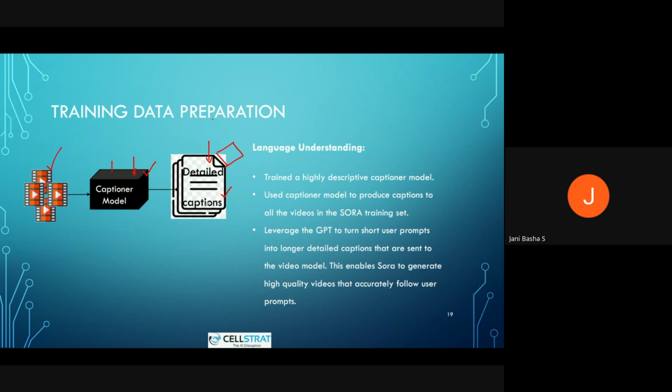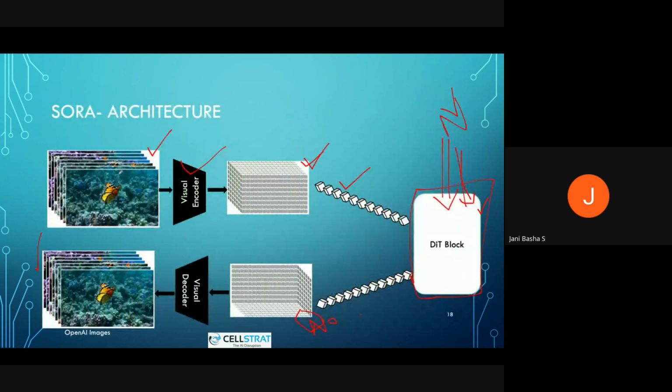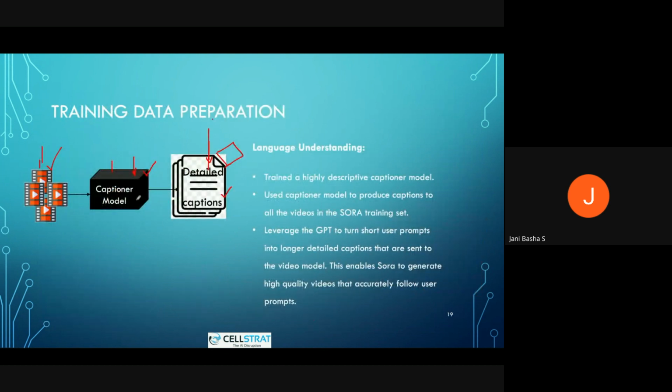So once it generates the captions, we have, for the training process, textual prompts and then videos. Here we can see we have videos and we need the textual prompts also. Those two we have now. So for this purpose, they have used this captioner model. And even during the inference time we need the captions.